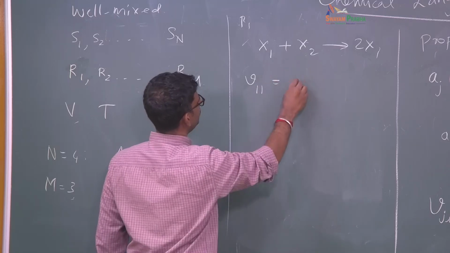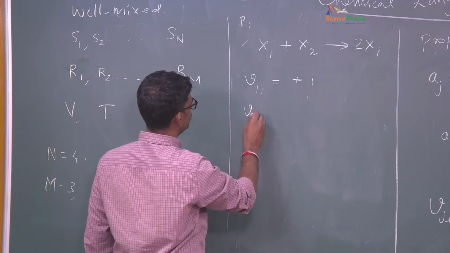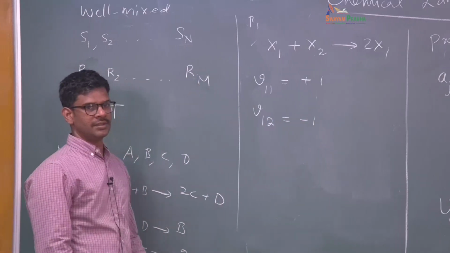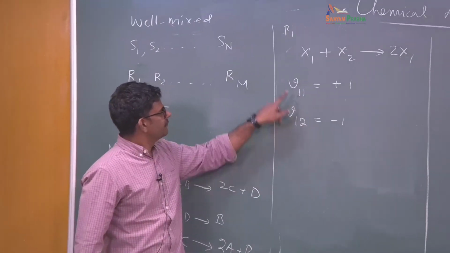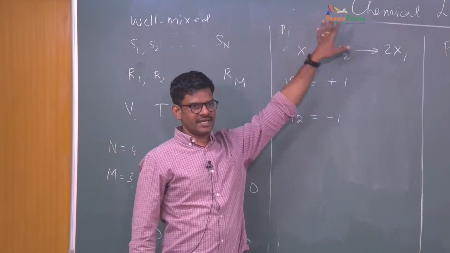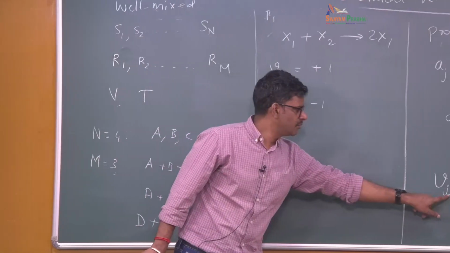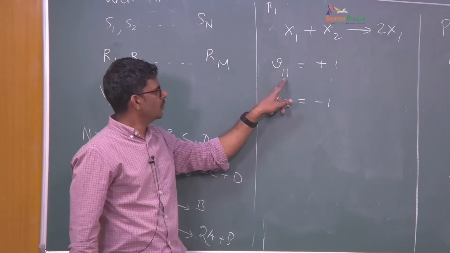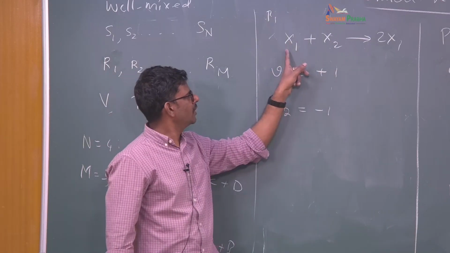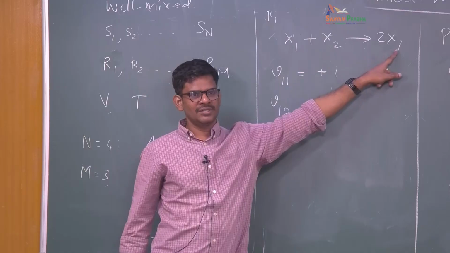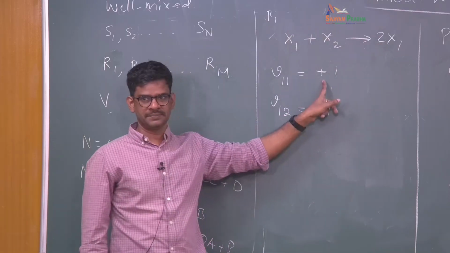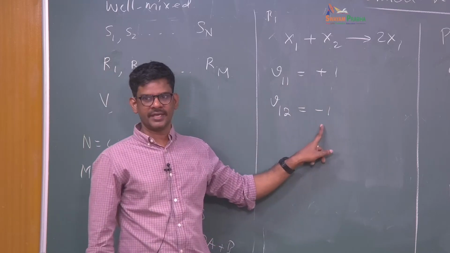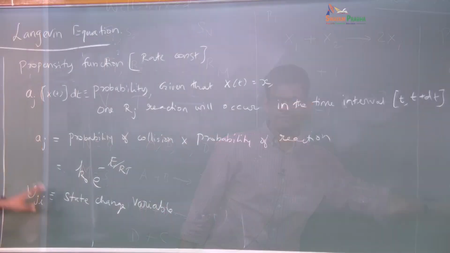So nu 11 will be plus 1 and nu 12 will be minus 1. The first index refers to the reaction, so I have fixed the reaction. Then I am looking at the change in molecule j. Here I have only two kinds of species, x1 and x2. So nu 11 is, by this reaction, one molecule of x1 is disappearing, but two molecules are appearing, so the net change is positive 1. For x2, it's just minus 1. This is how you have to interpret the state change variable for a given reaction.